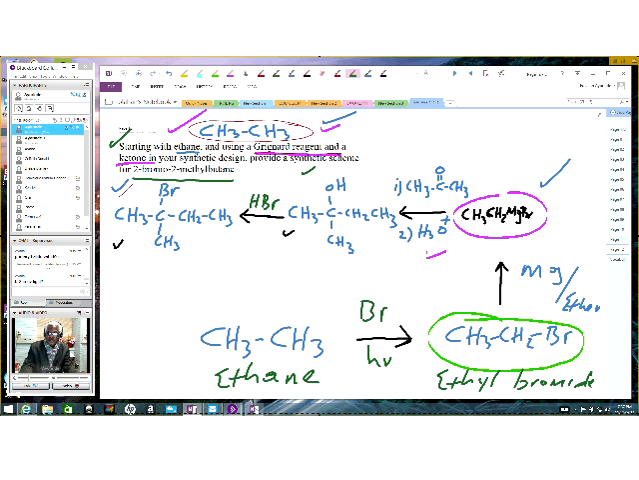And then once you obtain your ethyl bromide, you react that with magnesium in ether as solvent, you get your Grignard reagent. And then once you get your Grignard reagent, you react that with a ketone, in this case acetone. This molecule is called acetone. And follow that up with hydronium ion, you get your tertiary alcohol. And once you get your tertiary alcohol, you react that with hydrogen bromide, you get your final product.